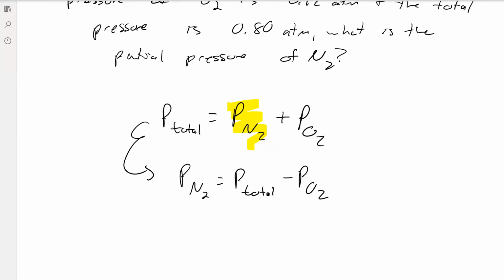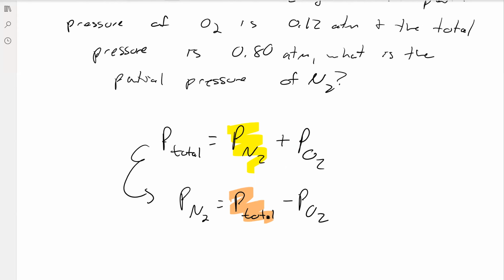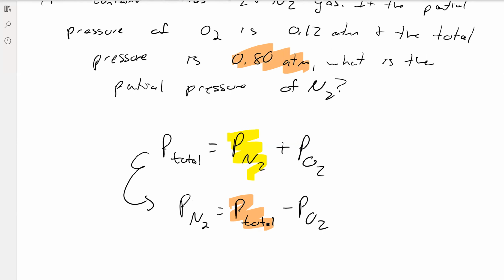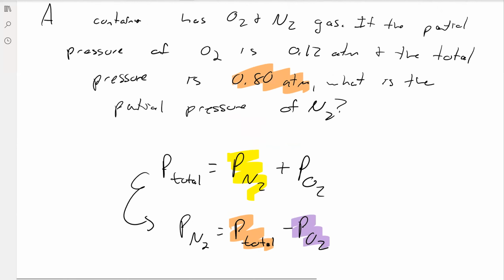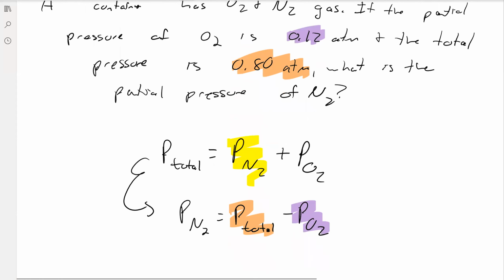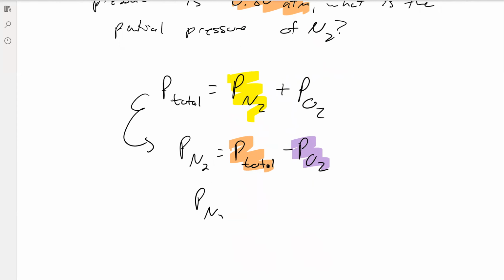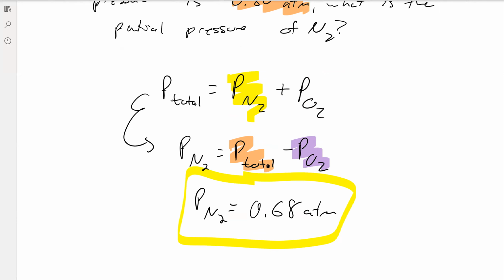After that, we can just plug and chug. So the total pressure here will be 0.8 atmospheres. The pressure of oxygen will be 0.12 atmospheres. And so when we plug that into our calculators, we get 0.68 atmospheres as the pressure of nitrogen.